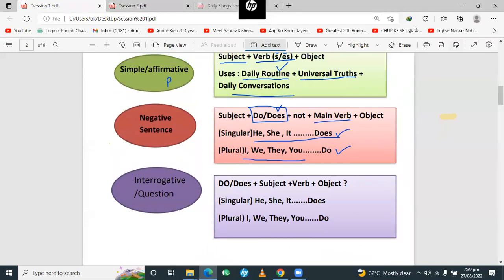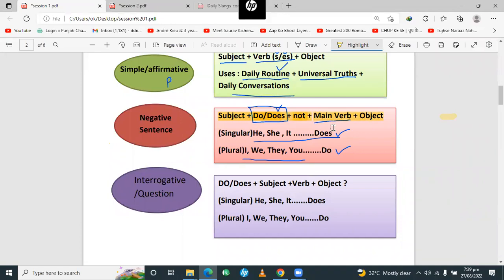Now, look here. The format, according to the universal formula, is the same: first comes the subject. Then if you have any helping verb, like here you have the helping verb do or does, you will add it after the subject. Now, because of the negative, you have to add not here, like don't or doesn't. Plus the main verb, and the object all the time comes at the end, like they don't join us.